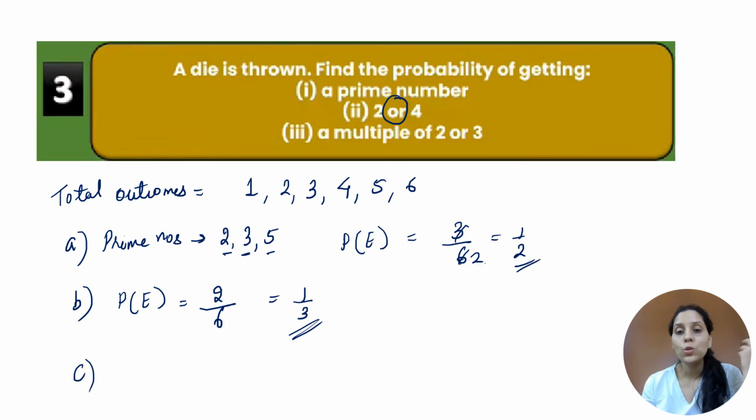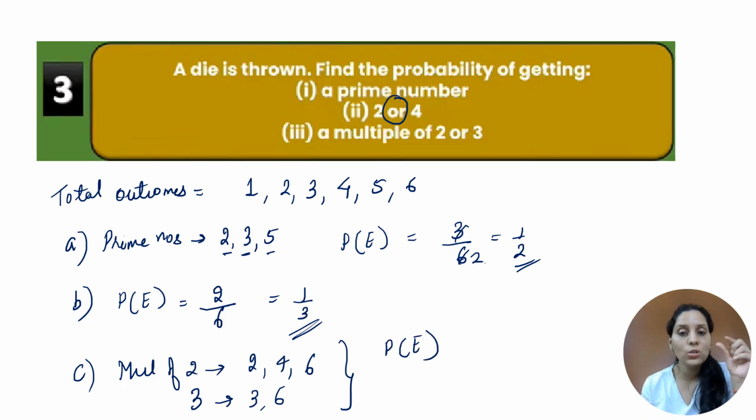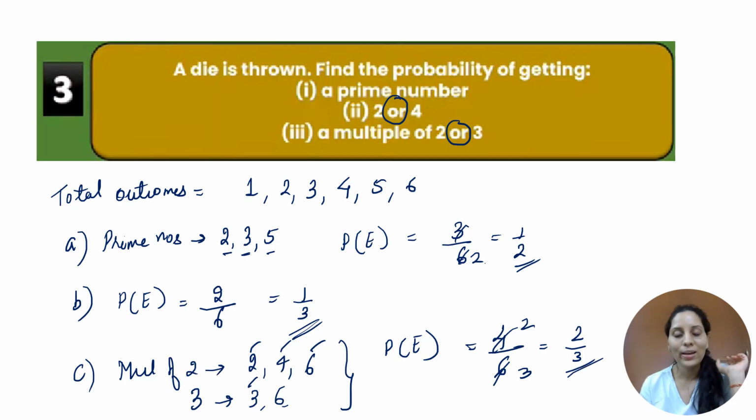A multiple of 2 or a multiple of 3. What are the multiples of 2? 2, 4, 6. And what are the multiples of 3? 3 and 6. So what are the favorable outcomes? Or, I just told you, whenever you have or, you will add all the outcomes. So 2, 3, 4, 6. You won't repeat the same thing, right? 6 won't be counted twice, it will be counted only once. So the favorable outcomes are 4, divided by the total outcomes, 6. So 2 2s, 2 3s. The answer is 2 by 3.